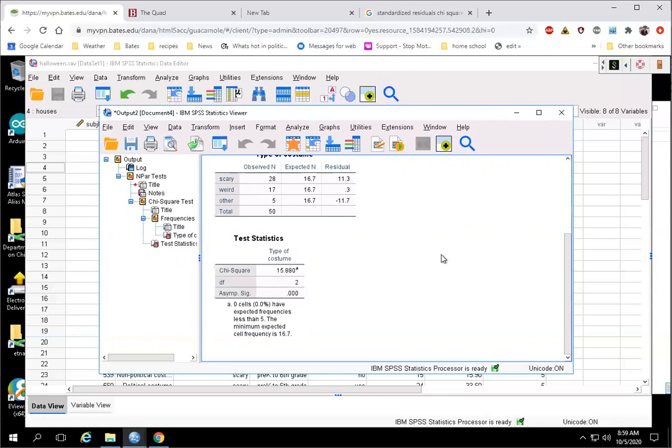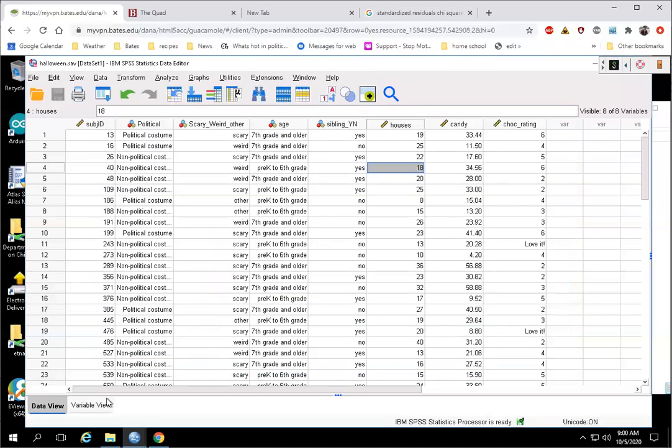So that's the one-way equiprobable version of chi-square. Let's look at the non-equiprobable. This is a circumstance where you don't expect your people to be equally distributed. Instead, you're trying to see if your sample data match some sort of predefined non-equiprobable distribution. So for that, we're going to go to a different variable.